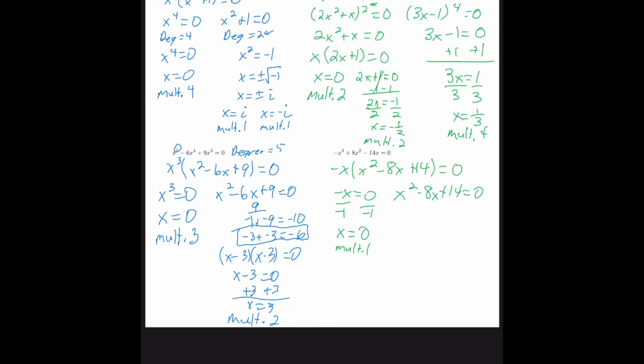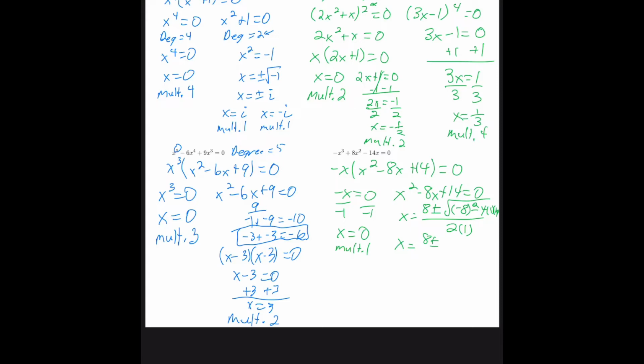Over here we can factor this one. So numbers that multiply together give 14 are, or we can try and factor it, but I don't think we're going to be able to. So let's just go ahead and use the quadratic formula. So that's x equals 8 plus or minus the square root of negative 8 squared minus 4 times 1 times 14 all over 2 times 1.